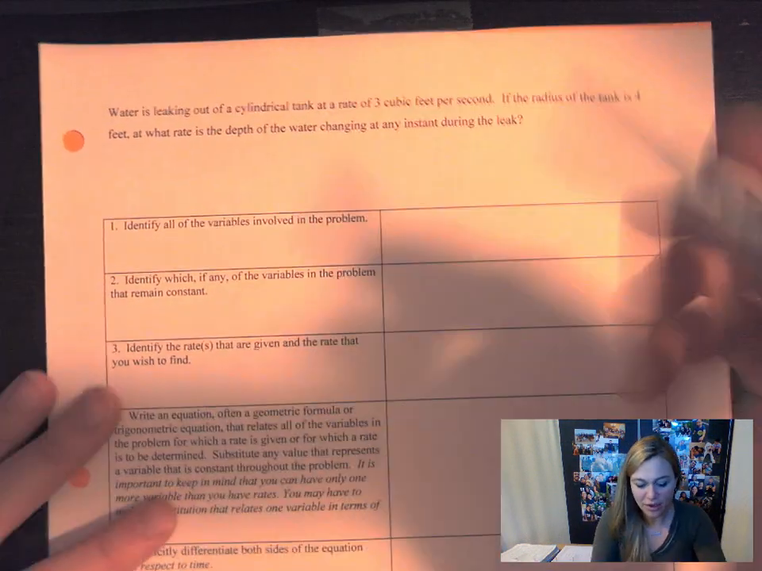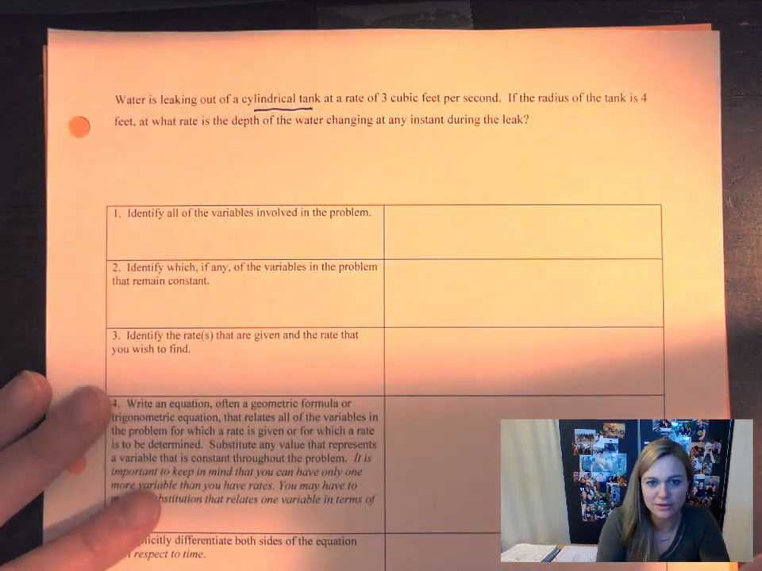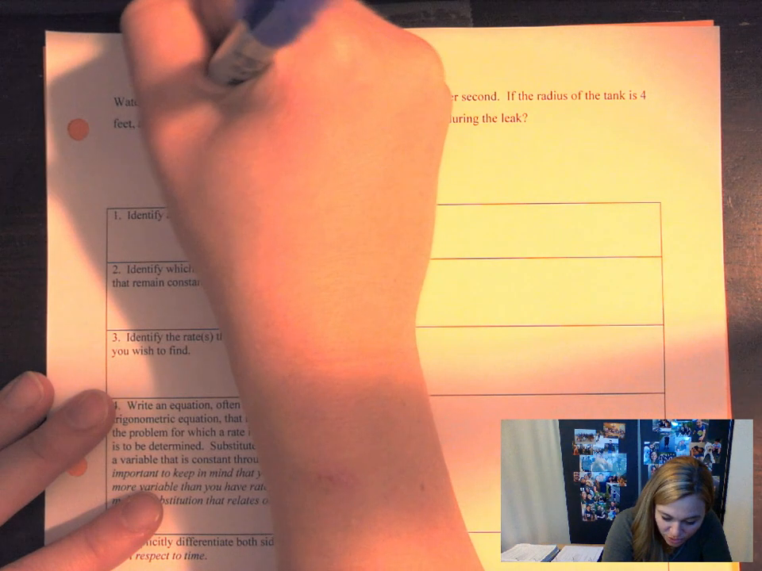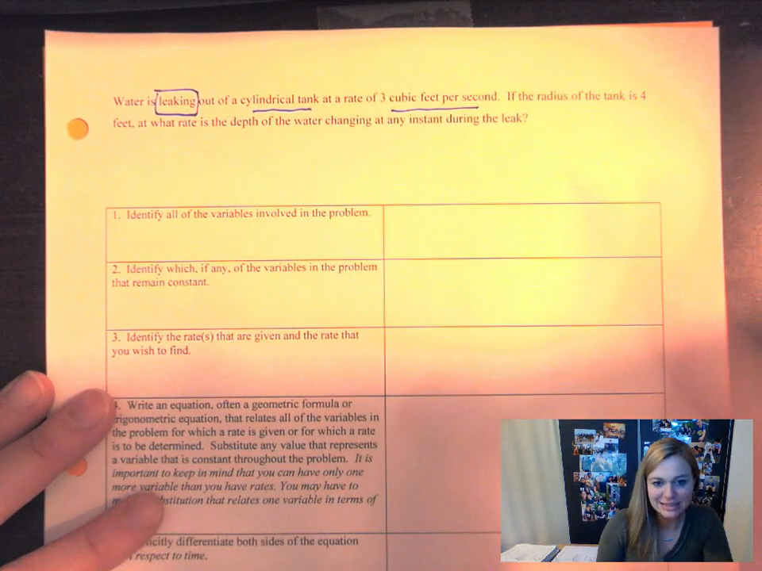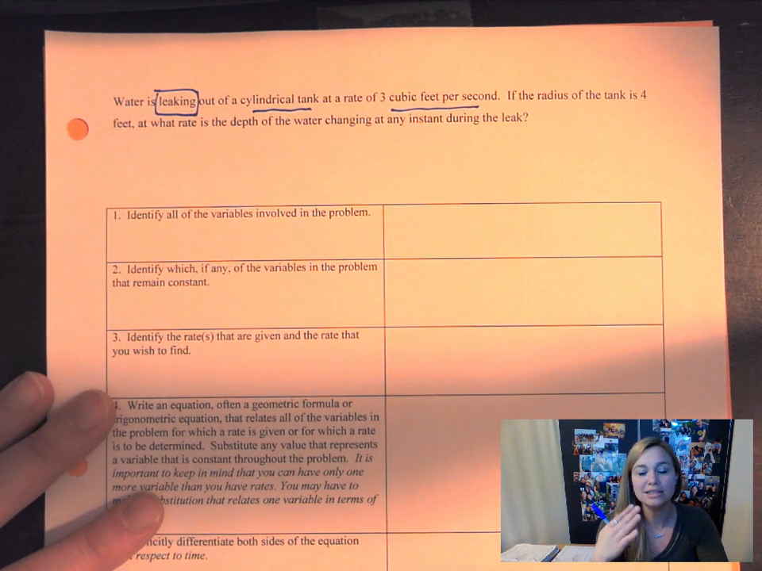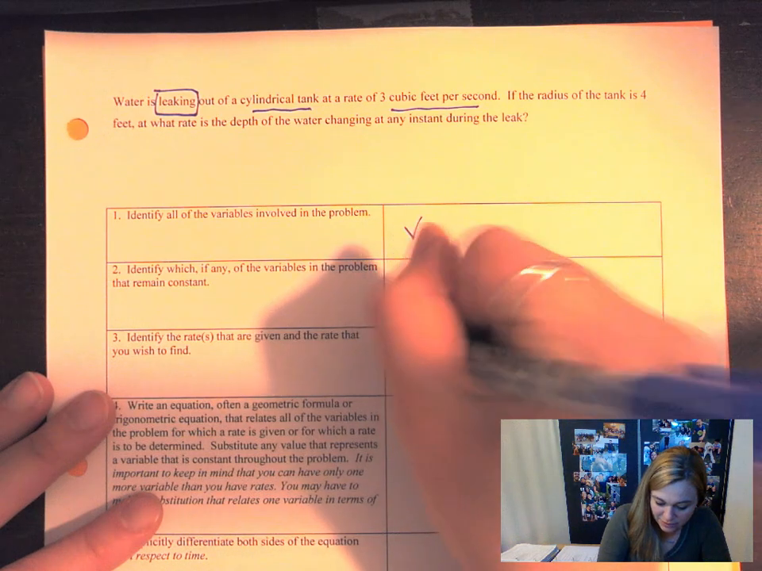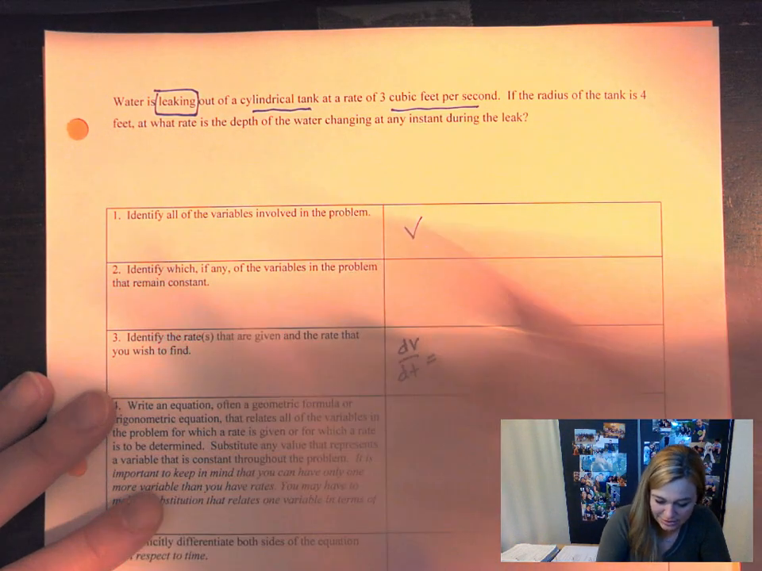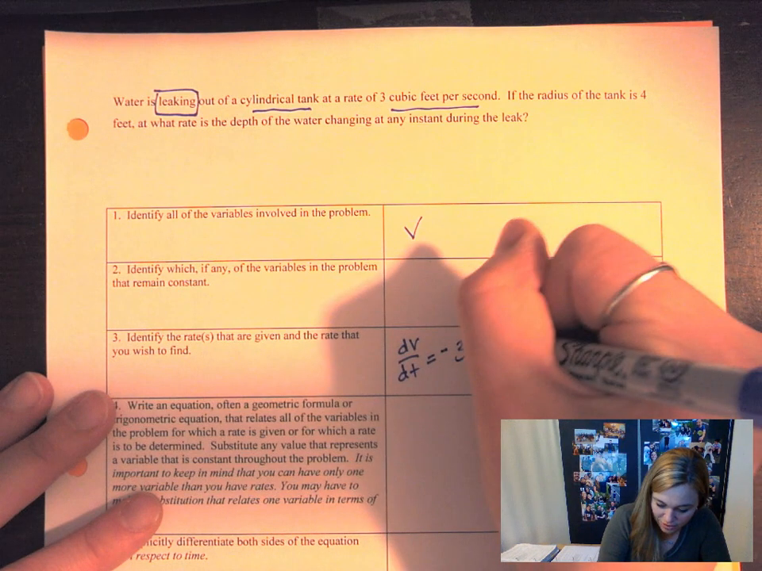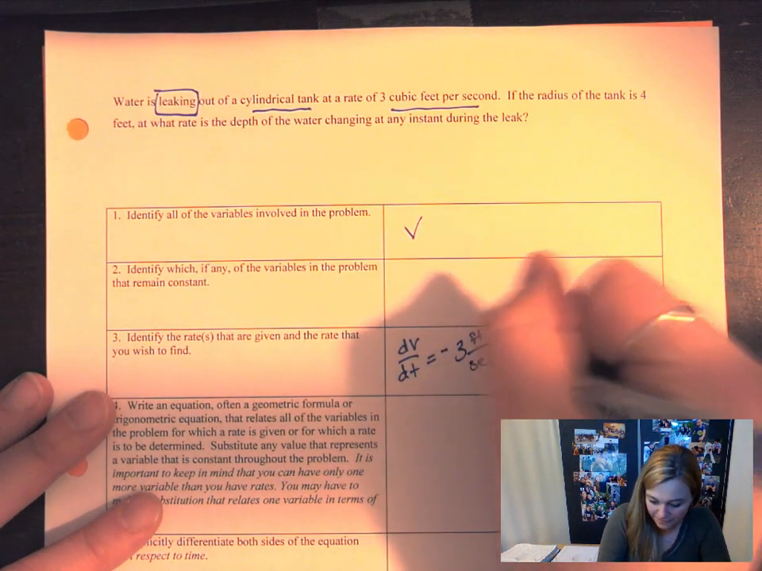Okay, water is leaking out of a cylindrical tank. So nice. So we're talking about a cylinder of some sort. And it's leaking. Oh no. So I'm going to stop right there and think, okay, leaking out 3 cubic feet per second. What is measured in cubic feet? Volume is measured in cubic feet. That means dV/dt is leaking, so that's negative 3 cubic feet per second.